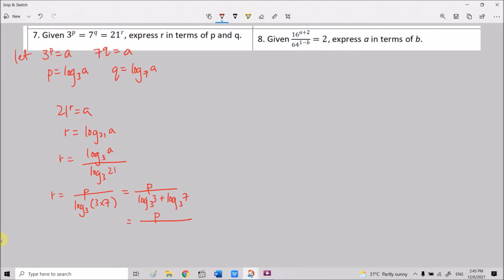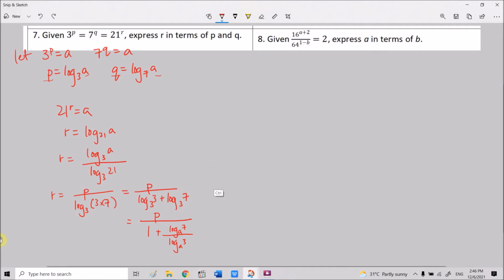Then log base 3 of 3 is 1. Log base 3 of 7, we can change this again, because we want to involve p and q here, which must have an a. Okay, so I convert this to log base a. So log base a of 3. Okay, so this part here now becomes this, using the laws of logarithm again, by changing the base from base 3 to base a.